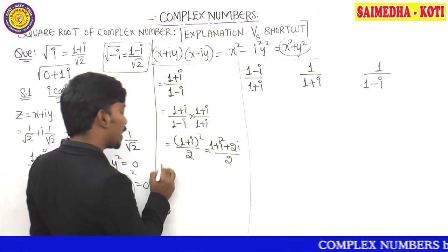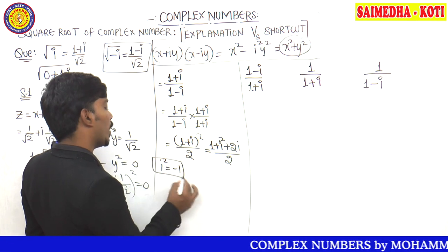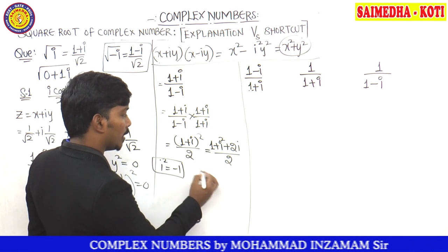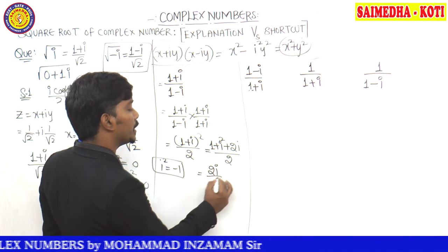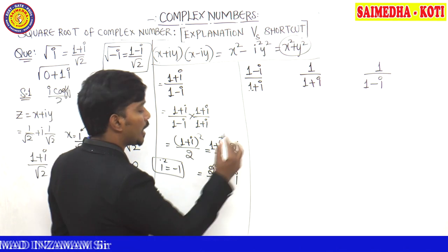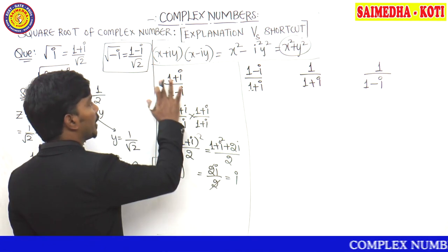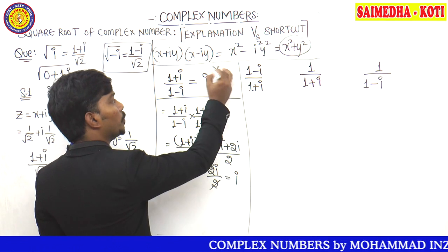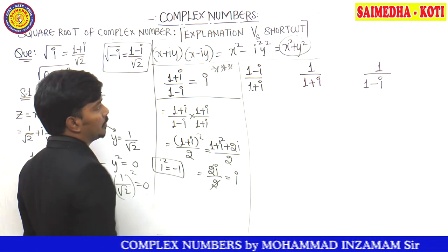What is the value for i square? i square value is minus 1. Substitute i square equal to minus 1: 1 minus 1 gets cancelled. What is the remaining part now? 2i divided by 2. 2 gets cancelled. What is the answer? i. So directly you need to remember now, that 1 plus i by 1 minus i is none other than i, guys. Very important point to be noted and remembered.